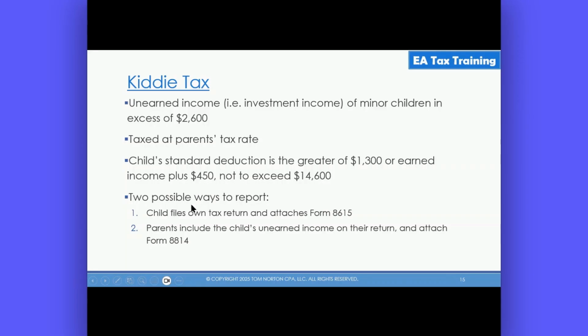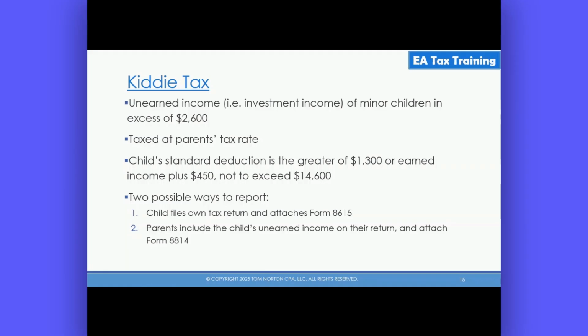There are 2 different ways to report the kiddie tax. It depends on whether or not the child needs to file their own tax return. If they are filing their own tax return, then they will file that return and attach Form 8615 to compute the amount of the kiddie tax, basically to compute the amount of their income that is taxed at their parents' tax rate. If the child does not need to file their own tax return, then the parents can actually include the child's unearned income on their return, and they can do that calculation on this Form 8814.